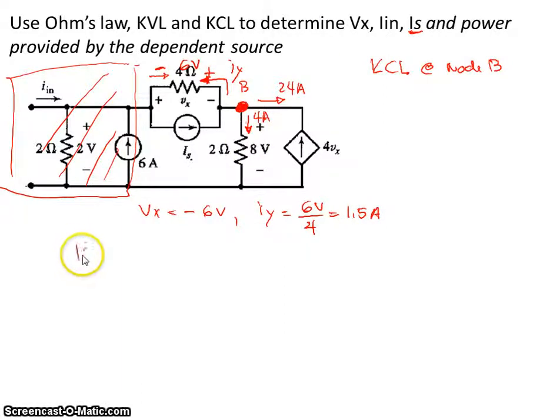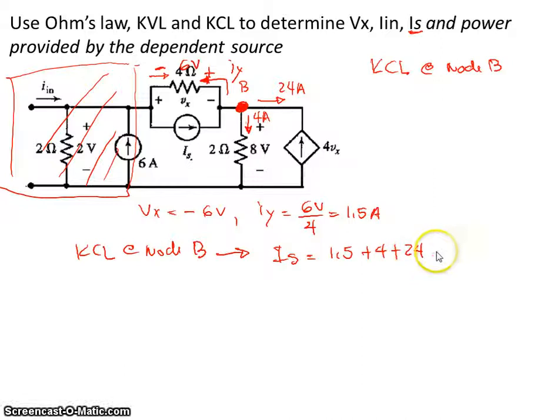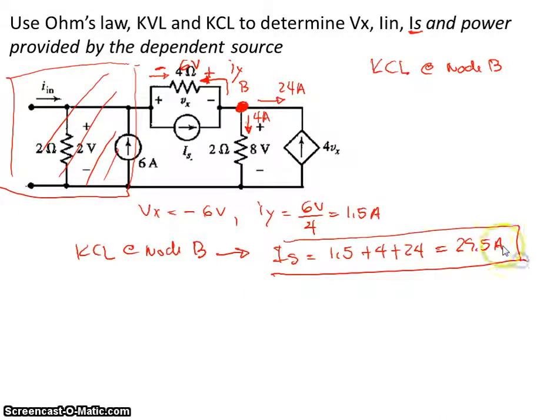So let's write Kirchhoff's current law at node B, and that's going to look something like this. Currents going in, we have I sub source. Currents going out, we have these 1.5 plus 4 plus 24. And so 24 plus 4 is 28, that's 29.5 amps, like that. And so that's our result.